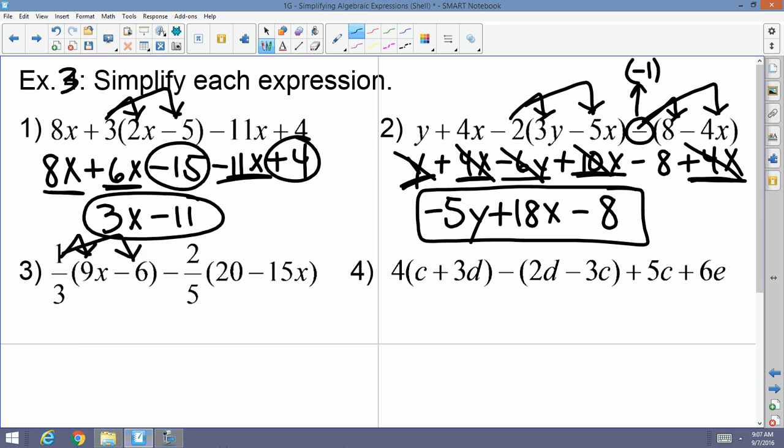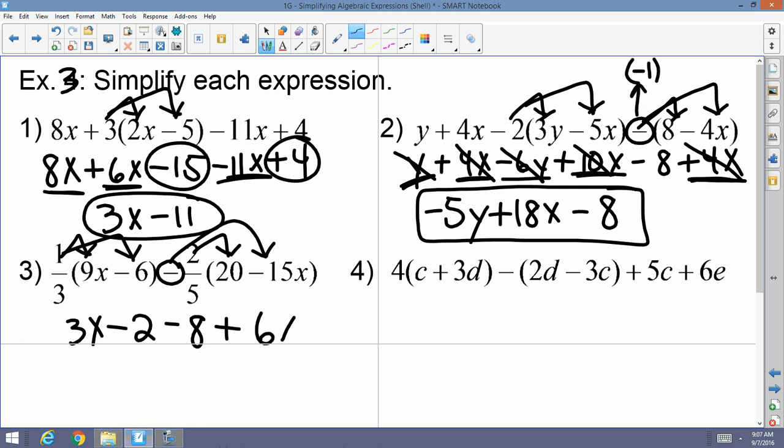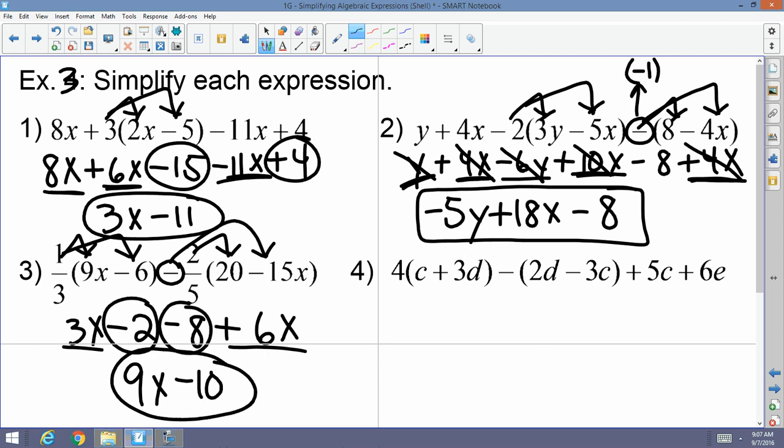So 1/3 times 9 is 3x. Minus 1/3 times 6 is 2. Minus 2/5 times 20 is 40/5, which is 8. Now, I have a negative times a negative. So this is going to be plus 2/5 times 15x is 30x over 5, which is 6x. 3x plus 6x is 9x. -2 minus 8 is -10. My answer is 9x minus 10. Ding dong, the witch is gone.